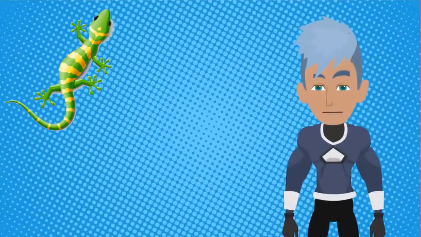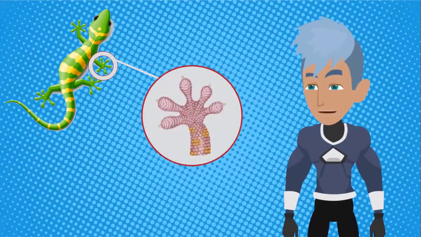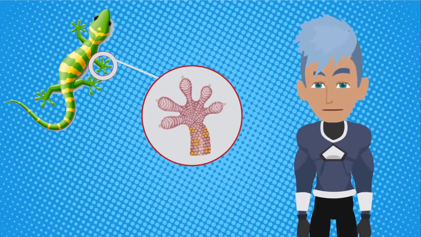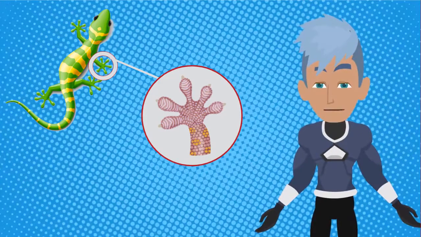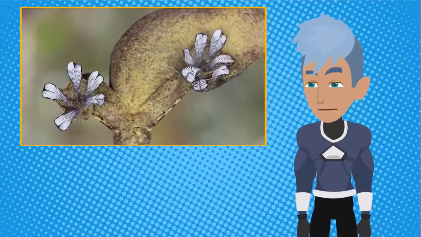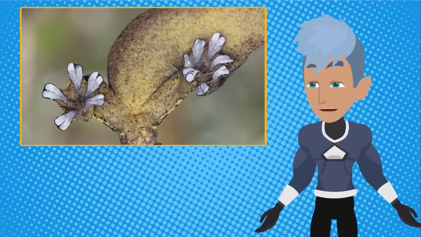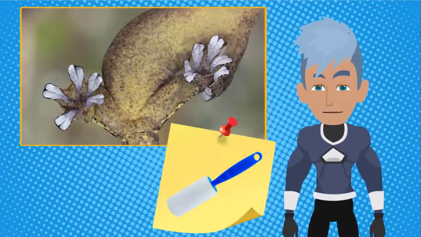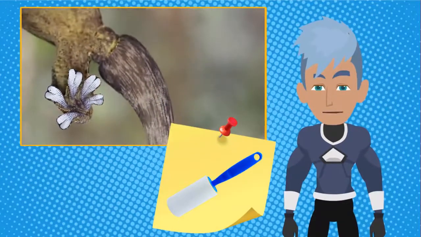Geckos are small lizards. Many gecko species have adhesive toe pads that allow them to adhere to surfaces. This adhesion is achieved by intermolecular interactions called van der Waals forces. Van der Waals forces can occur between two surfaces that are sufficiently close. Geckos have inspired the fabrication of synthetic dry adhesives.